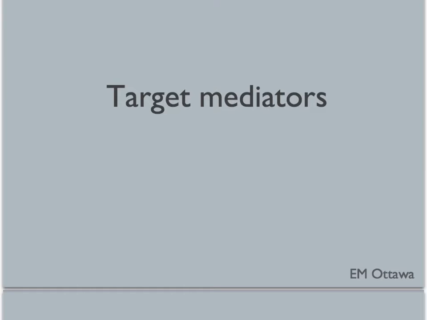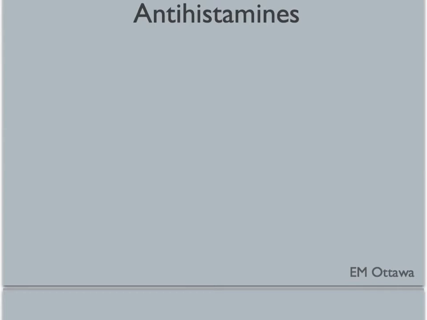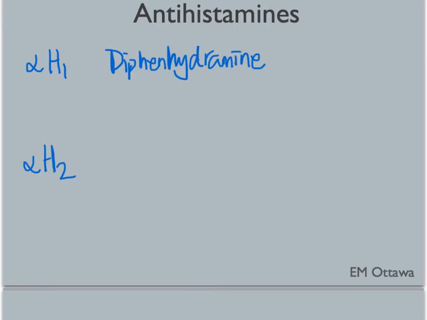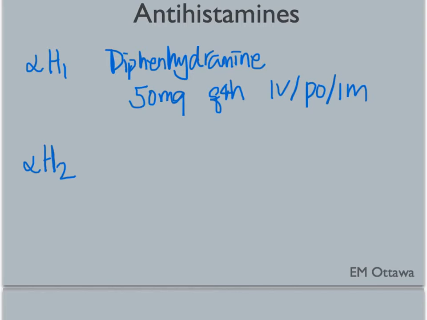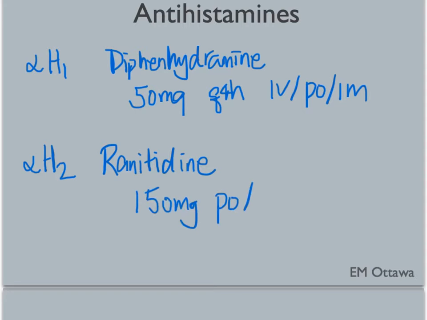Once ABC is stabilized, we can start targeting those mediators. The main treatment targets histamines with antihistamine medications. There are 2 kinds of antihistamines, H1 blockers and H2 blockers. The H1 blocker we use is diphenhydramine. It is given as 50 milligrams every 4 hours. Can be given IV, PO, or IM. The H2 blocker we use is ranitidine. It is given as 150 milligrams PO or 50 milligrams IV.